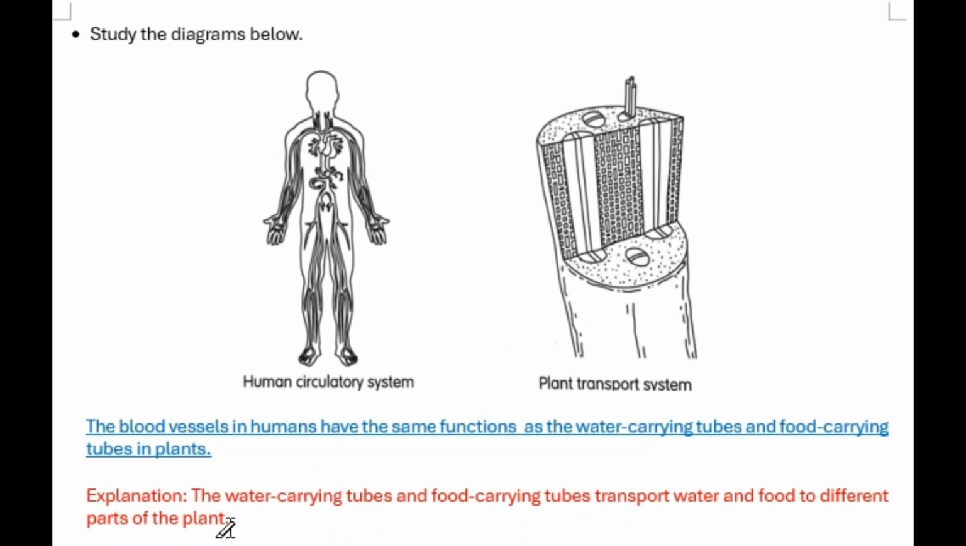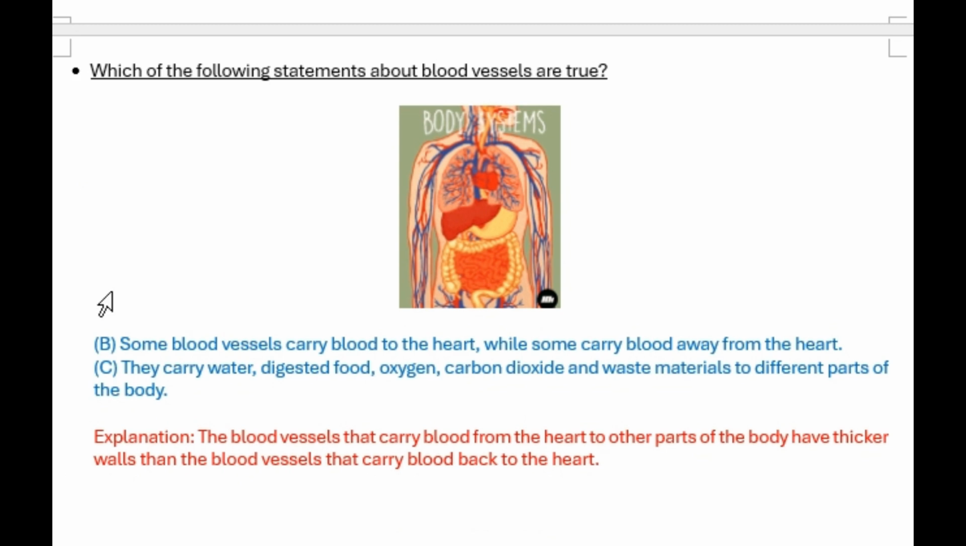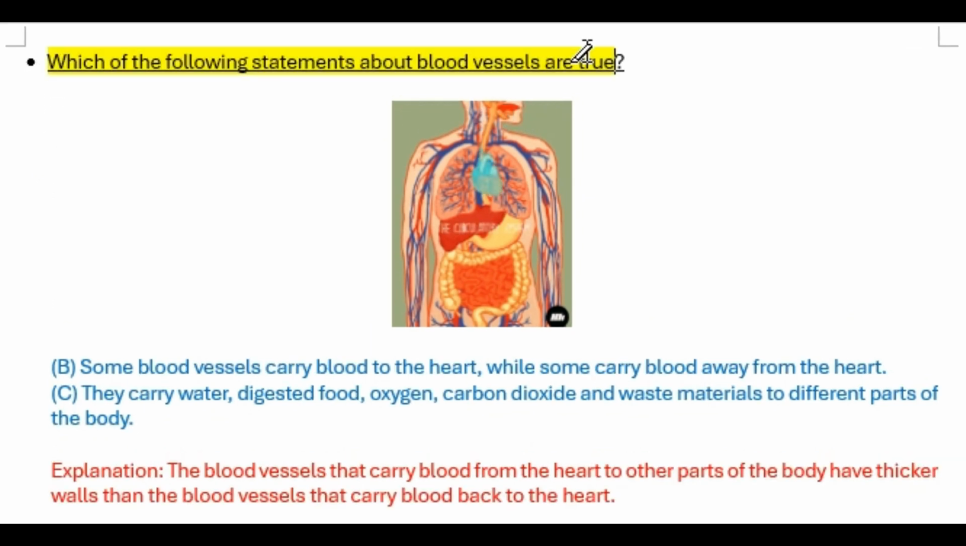Study the diagrams below. The blood vessels in humans have the same functions as the water-carrying tubes and food-carrying tubes in plants. Explanation: the water-carrying tubes and food-carrying tubes transport water and food to different parts of the plant. Which of the following statements about blood vessels are true?